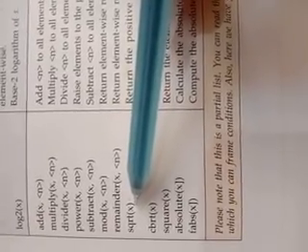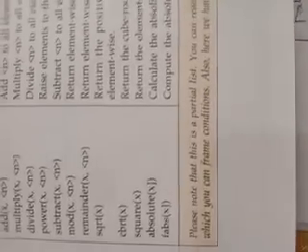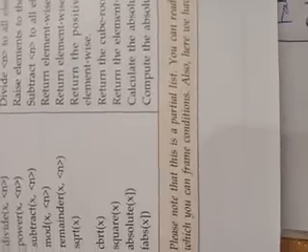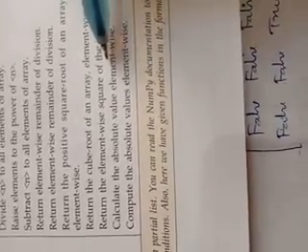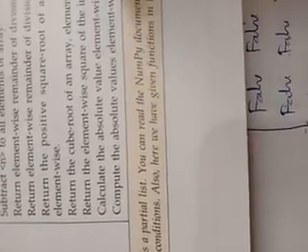Here cbrt returns the cube root of an array element-wise. Square of that value. Absolute of that value means whether the value is plus or minus, it always shows plus. Then absolute value computes the absolute value element-wise. So these are all the functions that you can use for forming a condition as well as for arithmetic operations.